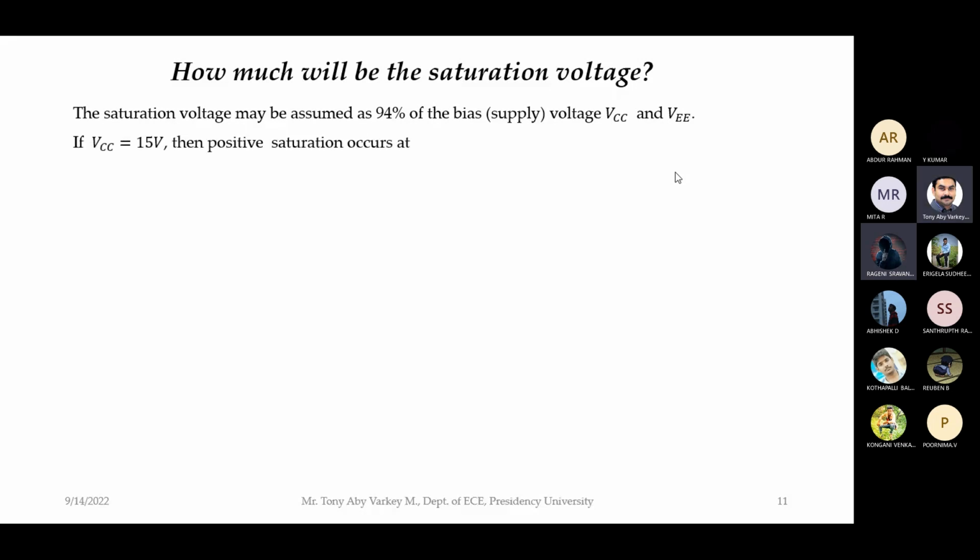Suppose VCC is 15 volt, then positive saturation will occur at 94% of 15, which is 14.1 volt, which means that the output voltage cannot go above 14.1 volt. Suppose for an op-amp you are giving a supply voltage of 15, it means the output cannot go above 14.1. If the output is going above 14.1, the op-amp will limit it to 14.1. Is it clear?